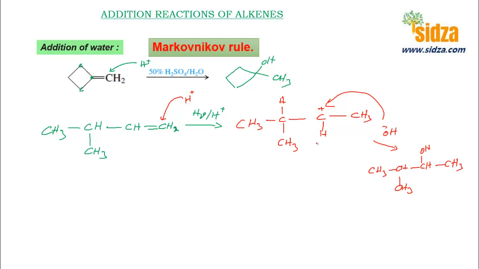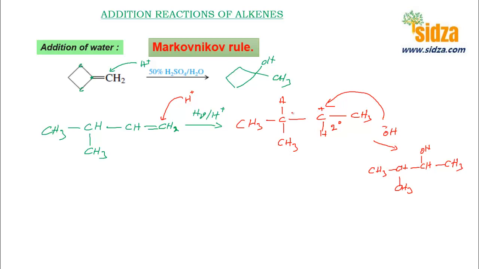But what happens in this case? This example is a little different from the previous one. Here, in the previous examples, we have seen that there wasn't any possibility for the rearrangement of the carbocation. But here in this case, the carbocation rearrangement will take place. Why? Because the carbocation that you get here is a secondary carbocation, isn't it? This particular carbocation is a secondary carbocation. But if you shift this positive charge over here, it will be a tertiary.